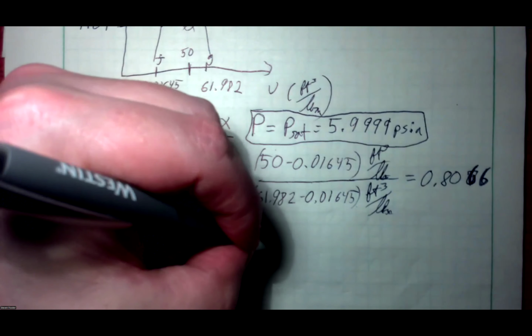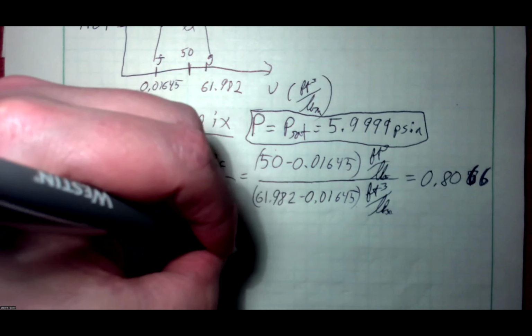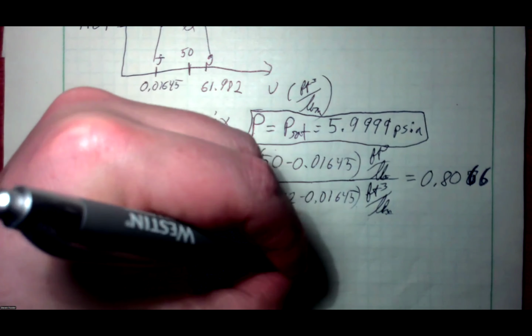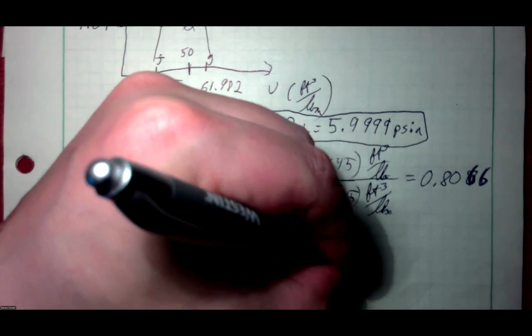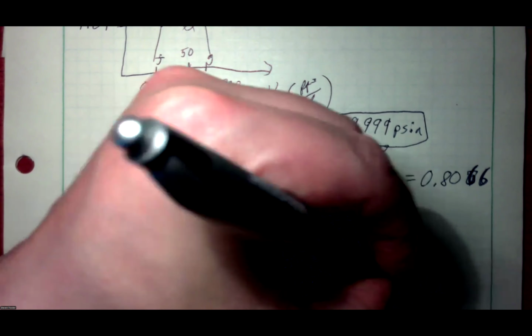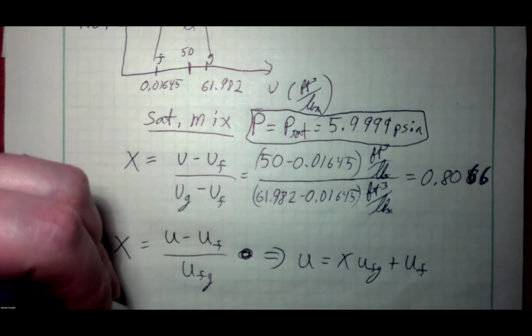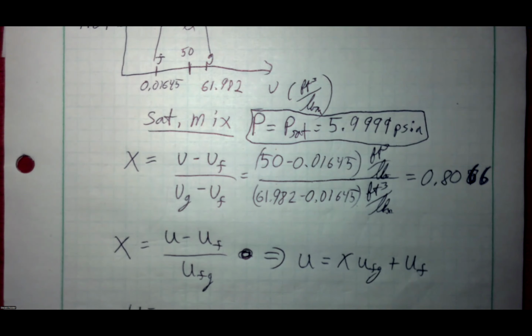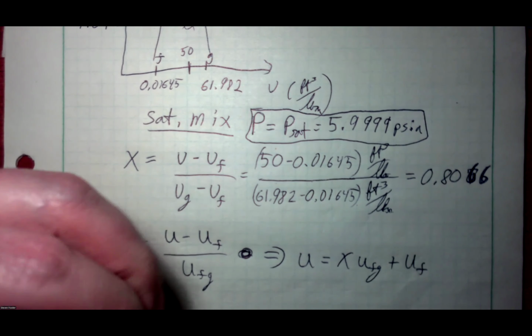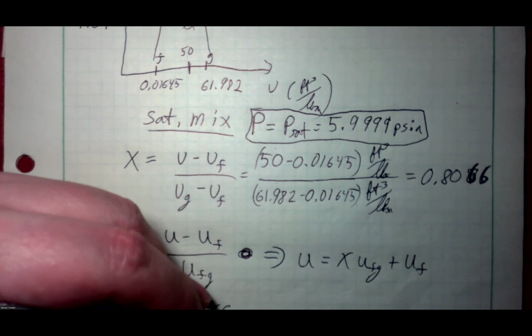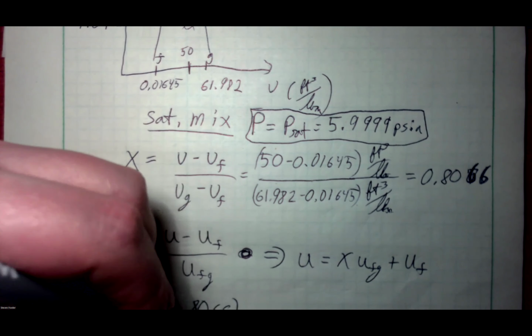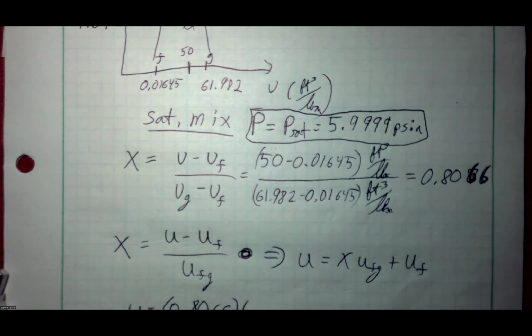So I'm going to solve this out, right? So now U is going to equal X UFG plus UF, right? So U then is going to equal my X value of 0.8066 times my UFG value, which I'm going to go ahead and put into the camera, but kind of at an angle. You should be looking it up in your tables, right?